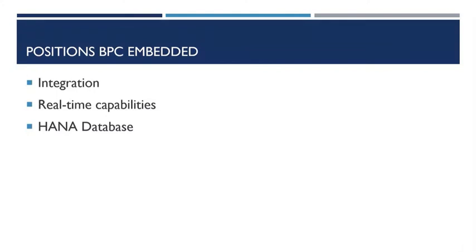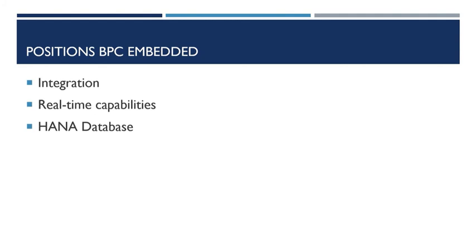The strengths of BPC Embedded can be summarized as follows. First, integration incorporates SAP standard info objects, which means that the same master data used in SAP ERP or S/4 is available for planning. This is not just limited to master data, but planning models can incorporate actual data through composite providers. In S/4, the ability to plan master data attributes has also been added.